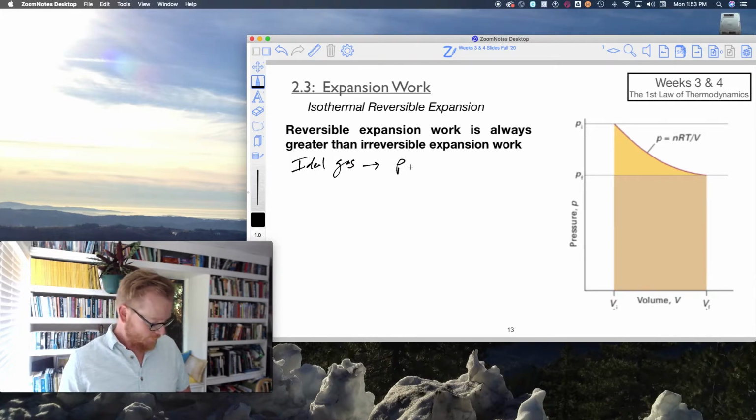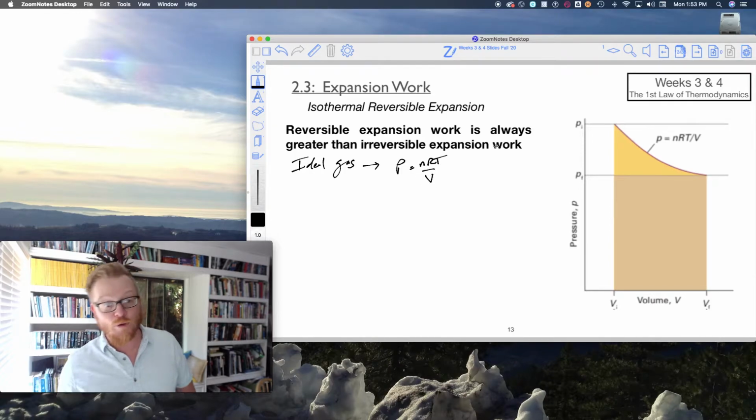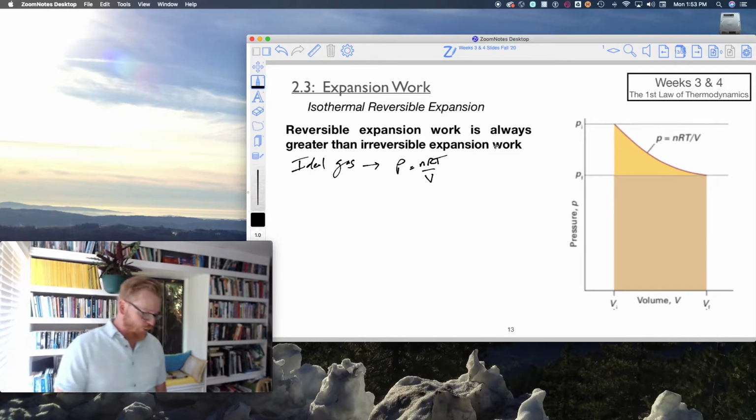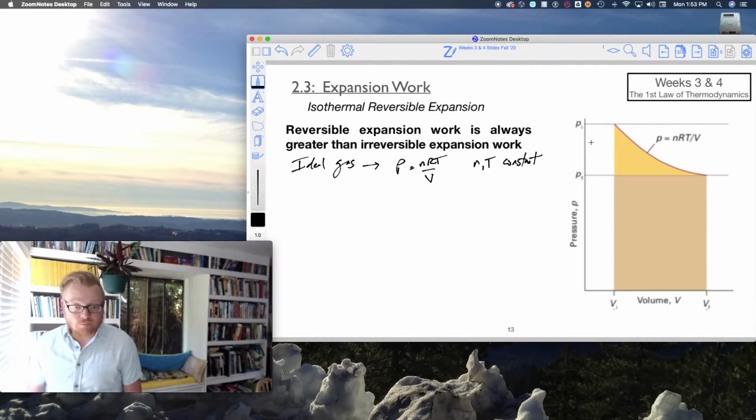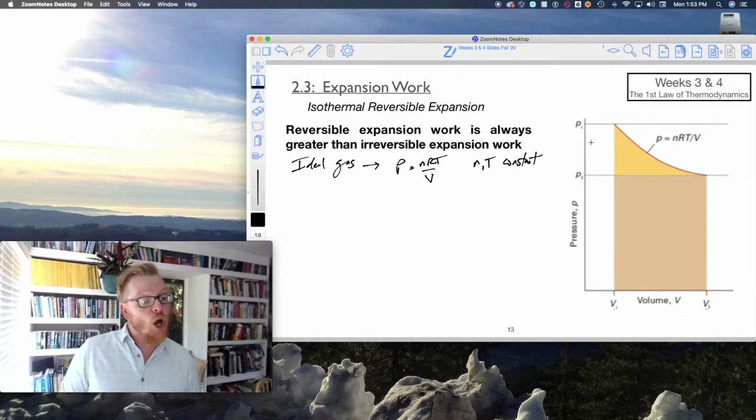P is nRT over V. And so for now, we're going to make n and T constant. So this could be in a closed system where energy is free to exchange but not mass. And isothermal means we're also fixing the temperature. Just for now, to make this an easier example, all right?